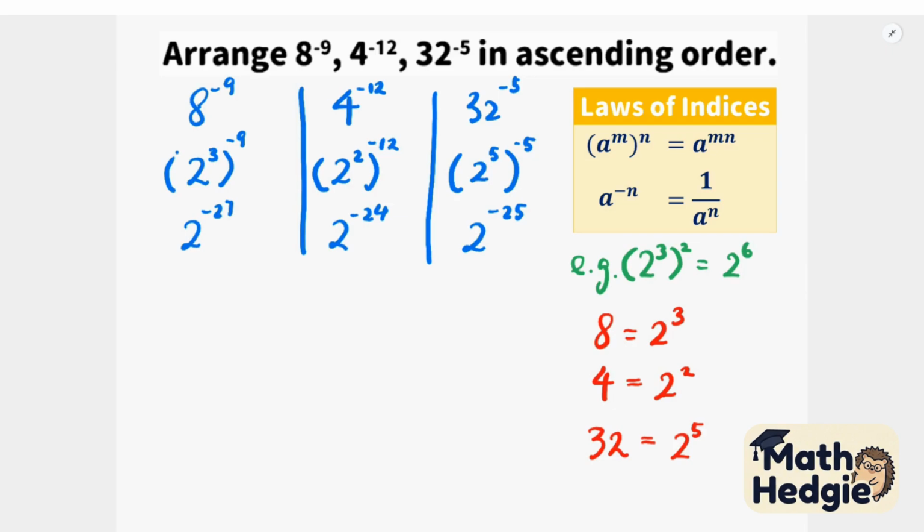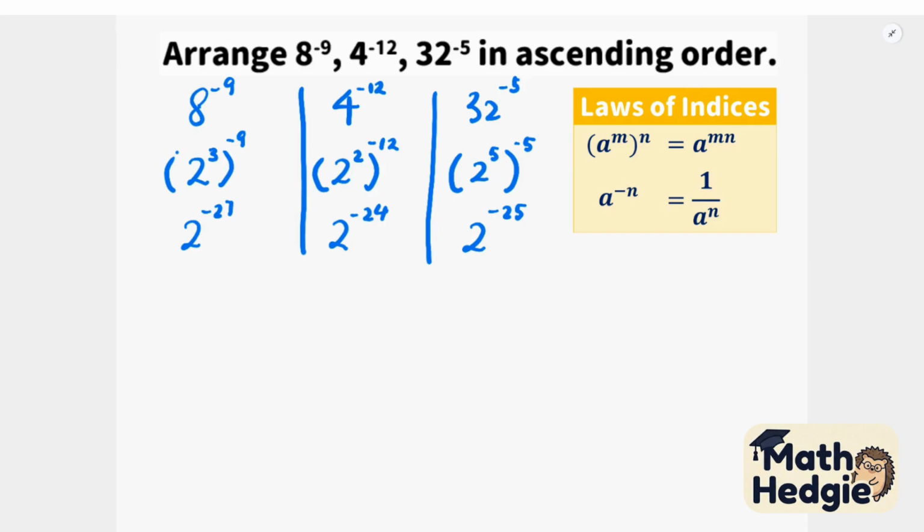But negative exponents can still be a bit tricky to compare directly. So let us apply our second index law, the one about negative exponents, to rewrite these as fractions. Remember, a to the power of minus n equals 1 over a to the power of n. So, 2 to the power of minus 27 equals 1 over 2 to the power of 27. 2 to the power of minus 25 equals 1 over 2 to the power of 25. And 2 to the power of minus 24 equals 1 over 2 to the power of 24.